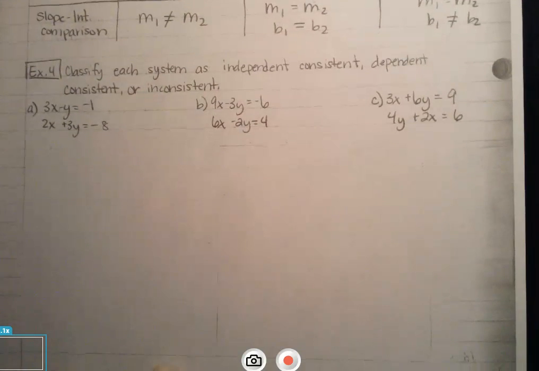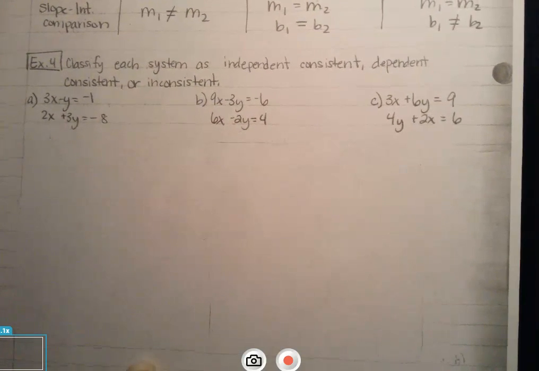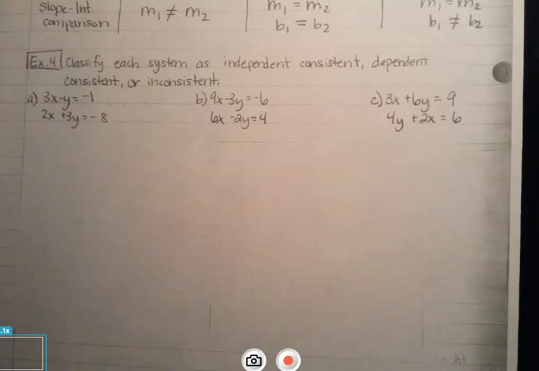Okay, it says classify each system as independent consistent, dependent consistent, or inconsistent. So again, I'm great if you put IC, DC, or just I. All right, so if we're going to do these, we have to look at the slopes and the y-intercept. So we might as well put them in slope-intercept form so we can do that, right? That kind of makes some sense there.